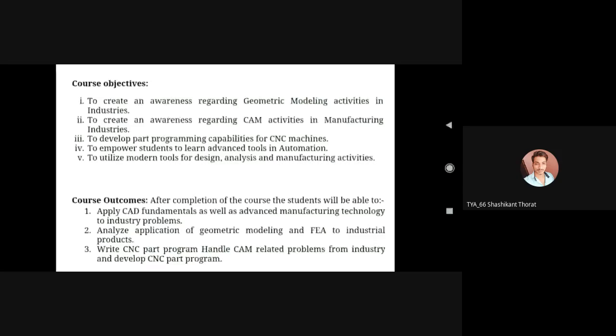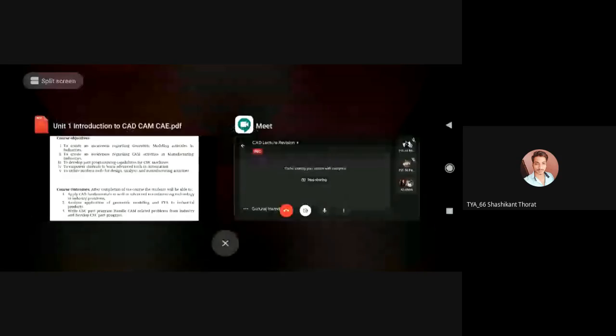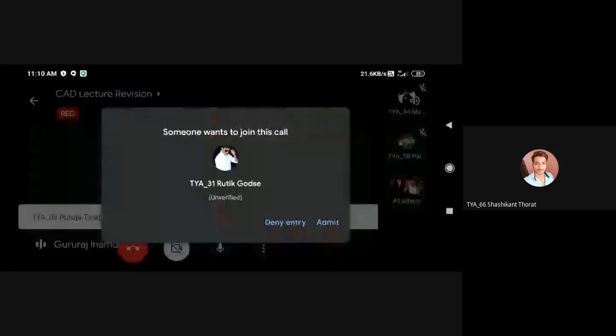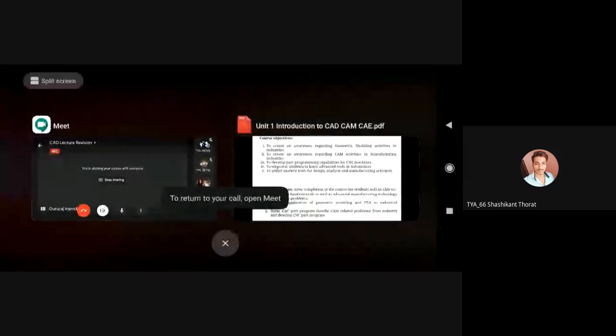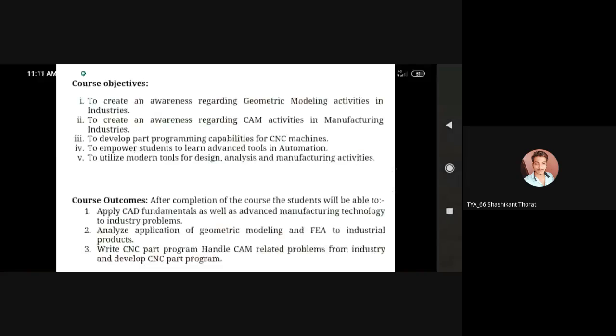The second objective is to create an awareness regarding CAM activities, computer aided manufacturing activities: whatever the simulation, how the product will be better, how the manufacturing procedure will occur, and whatever route of manufacturing procedure will be followed. We can find this out by using software. So the first objective is related to geometric modeling, and the second is related to computer aided manufacturing.